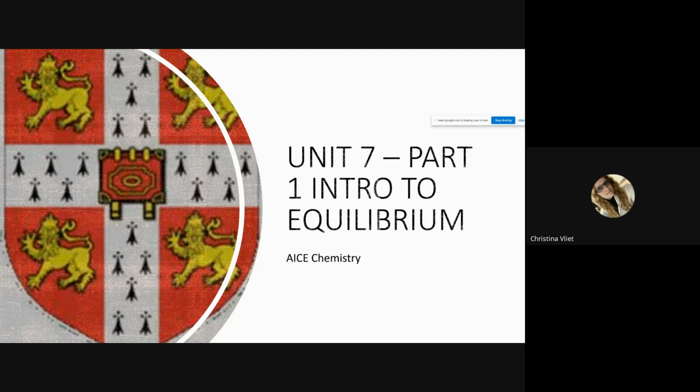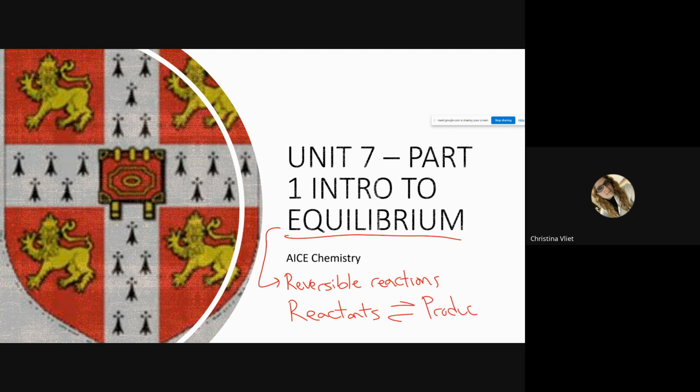Unit 7, Part 1, Intro to Equilibrium. So what is that? What's this? In previous chemistry, you would have heard this called a reversible reaction. It's been mentioned in passing here and there, but we haven't really gone into detail about reversible reactions. What's a reversible reaction? Reactants turn into products, but then products can connect back with each other to form reactants.